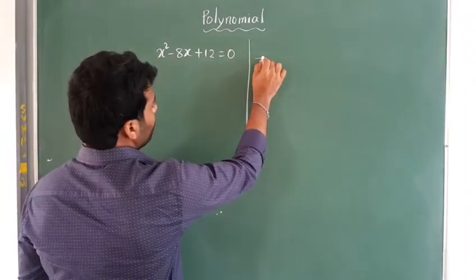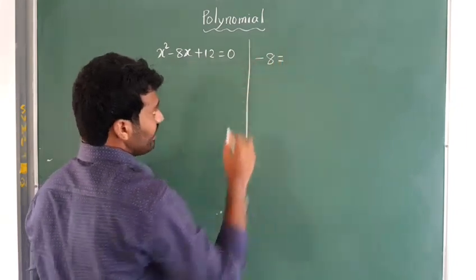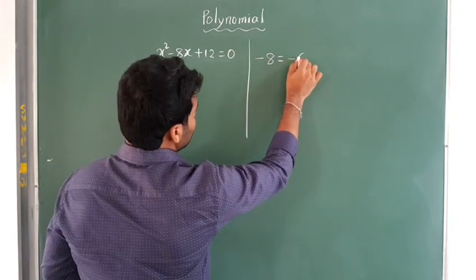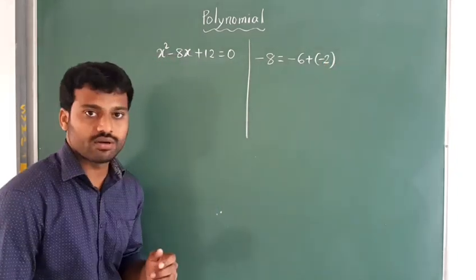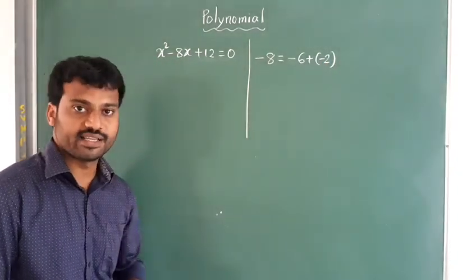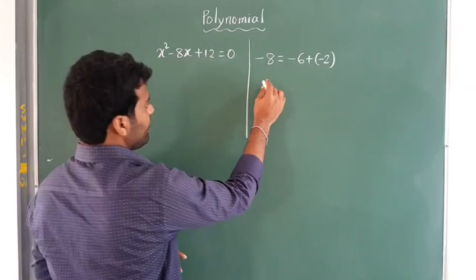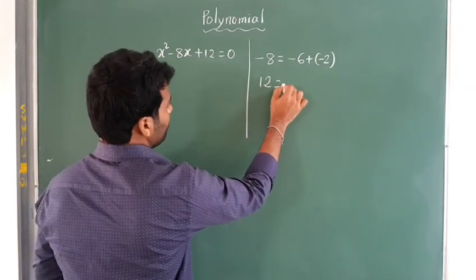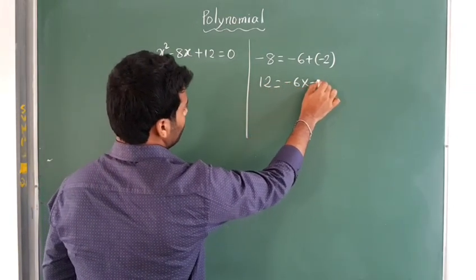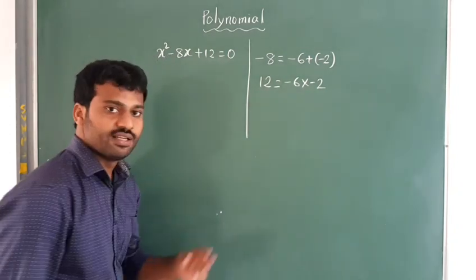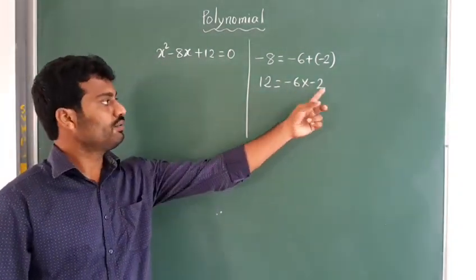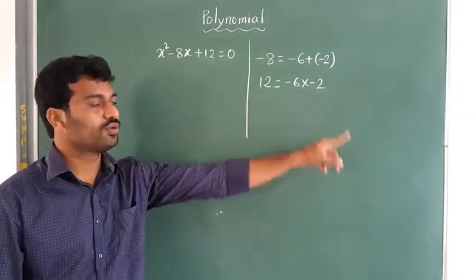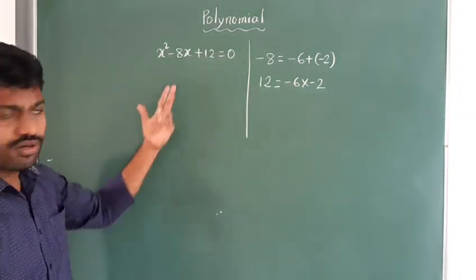So minus 8 can be written as minus 6 plus minus 2. Correct or not? Their addition is minus 8. With the same numbers, the product is plus 12, that is minus 6 into minus 2: minus into minus is plus, and 6 twos are 12. So the two numbers are 6 and 2. So we got two numbers.